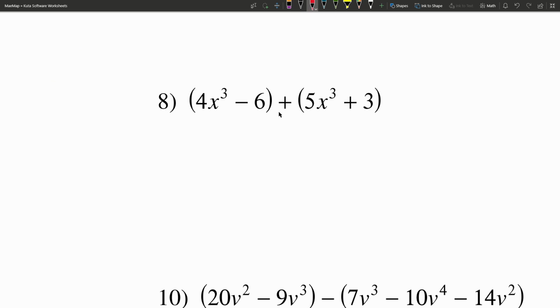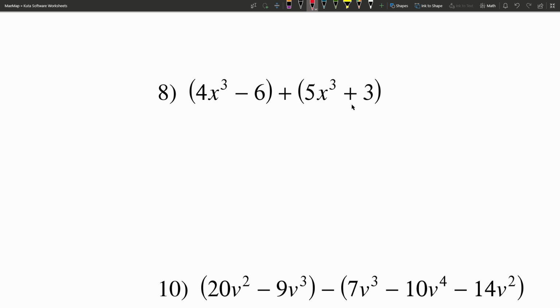Number 8, we have addition between our two polynomials. So we're going to keep the sign the same in that second polynomial. So we have 4x cubed minus 6 plus 5x cubed plus 3. What's my highest degree? It's cubed, so a 3, and it's with our variable x. So 4 plus 5 results in 9, and that's x cubed. And then we have minus 6 plus 3, that's going to result in a negative 3. So 9x cubed minus 3 is our solution in number 8.